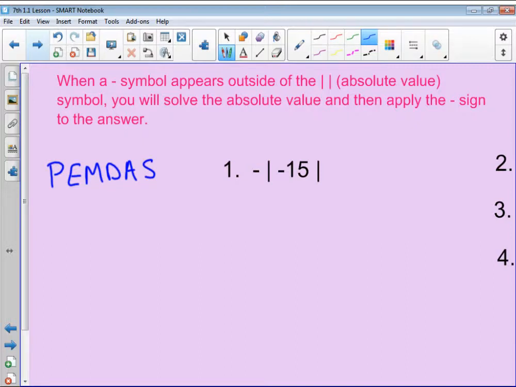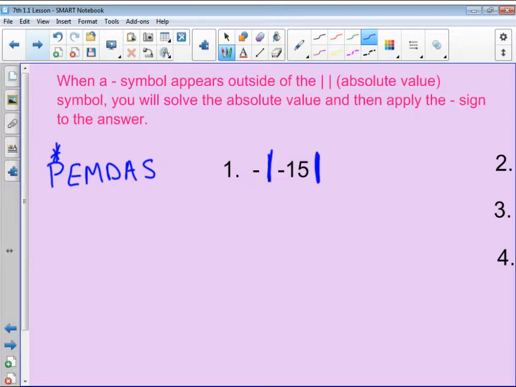And when we work PEMDAS, we always do parentheses first. Well, these absolute values are what they call symbols of inclusion. And symbols of inclusion fall into this PEMDAS or the parentheses part of PEMDAS. So I have to actually solve that absolute value of negative 15 before I can do anything on the outside of it. And these will get more advanced. So we're going to start pretty basic.